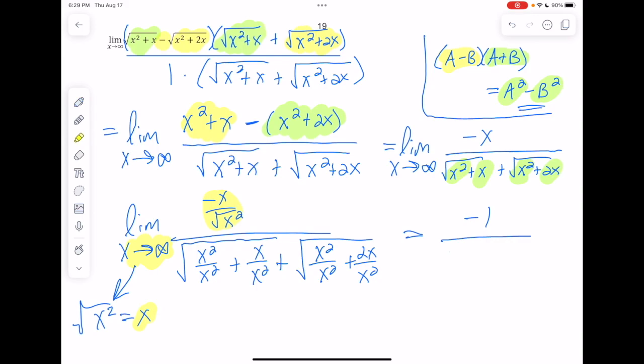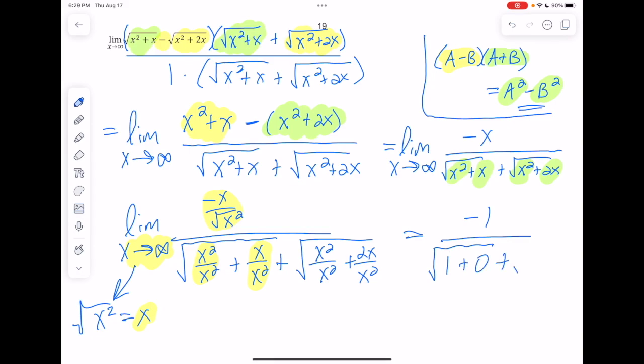As we go down to the denominator, what about this piece right here? Well, x squared over x is just a 1. So that's the square root of 1. And then how about this piece? Well, the denominator has a bigger power of x than the numerator, so that one is going to 0.